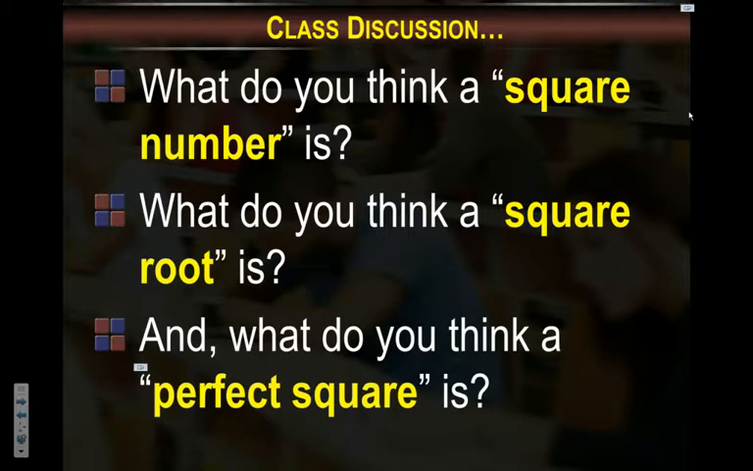So does anyone think they know what a square root is? What do you think? So it's kind of the opposite, right? Definitely on the right track again.